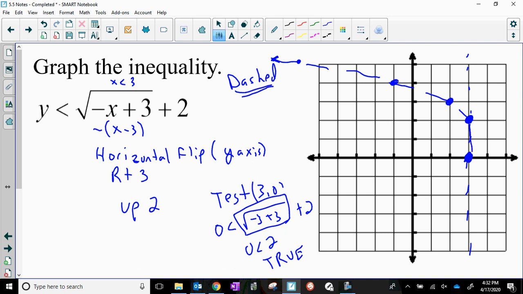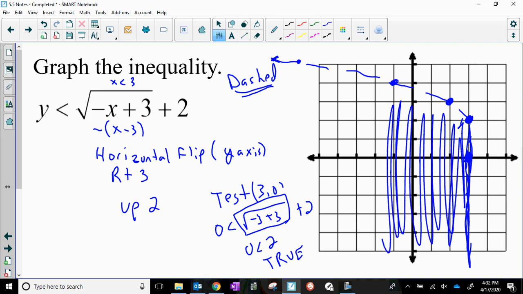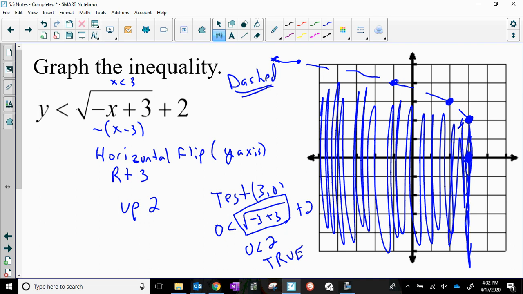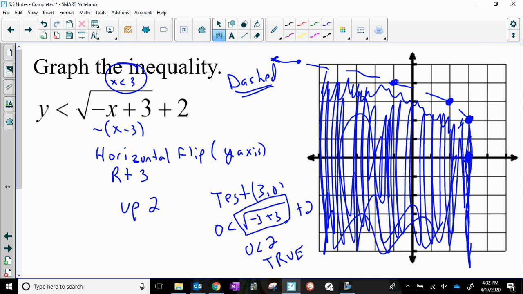So everything below here works. All these numbers right here work. These numbers are not going to be important. And then everything over here works. So some of us know that if the y is less than, then you're going to shade below the curve. Just be careful when you get to non-functions how to deal with that. So there's my graph of my inequality. Again, your domain does make a difference. So you don't shade anywhere down over on the right side.